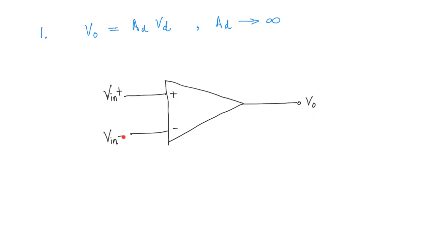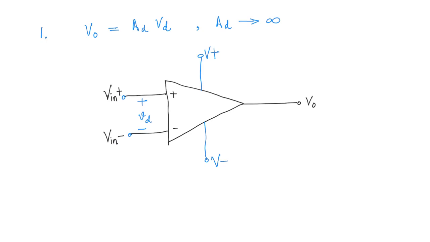If V in minus is greater, then your differential voltage VD is going to be negative, and therefore VD times AD, which is infinity, would give you minus infinity as the output. And that is true, other than the fact that we have not accounted for the two power supplies. So let's call this V plus, the positive power supply, and this V minus, the negative power supply.